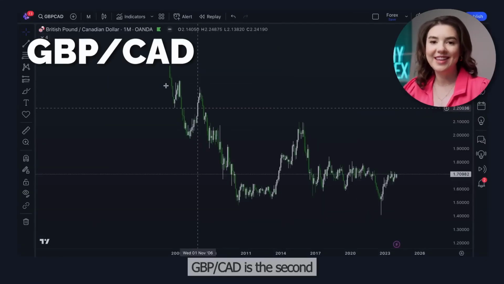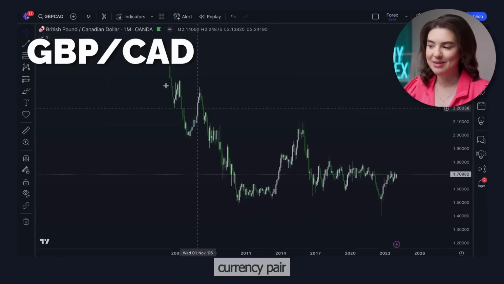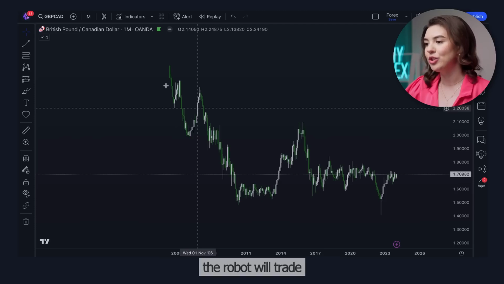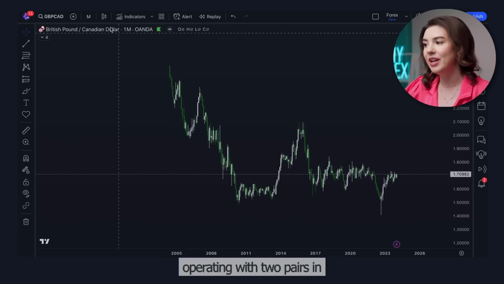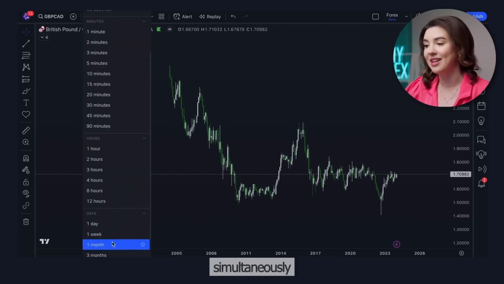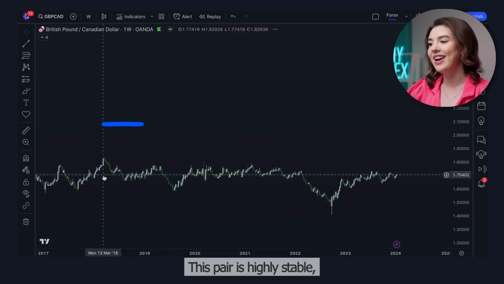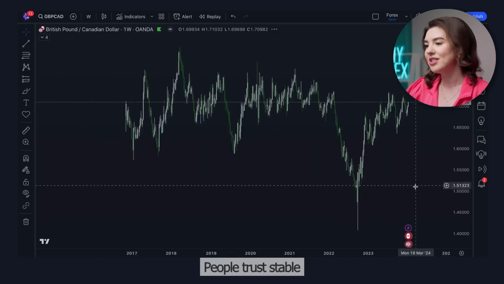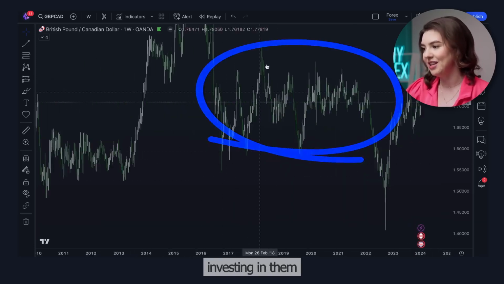Pound sterling Canadian dollar is the second currency pair. If you invest more than $5,000, the robot will trade on it in the mode of operating with 2 pairs simultaneously. This pair is highly stable. It's roughly the same as the euro-dollar pair. People trust stable currencies and prefer investing in them.